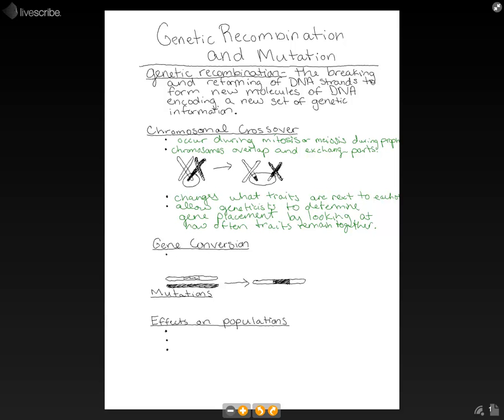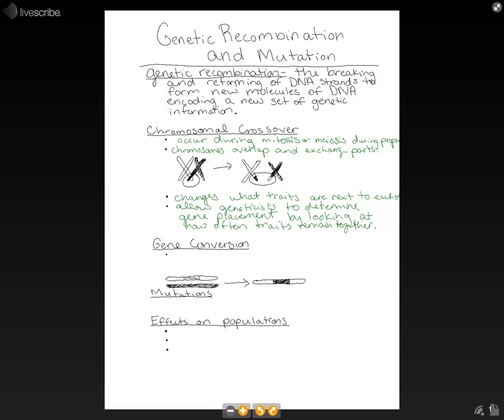So traits that are very far apart, where the genes are very far apart for these traits, will probably get separated more often because there's more area that they could get separated on. But if things are very close together, it would have to have a very specific breaking point. So it wouldn't occur as often. So that's one way geneticists have learned a lot more about gene placement.